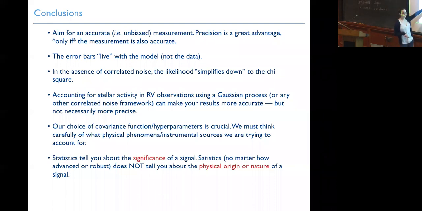And the final point I want to make is that statistical tools like Gaussian processes and any other correlated noise framework are really useful and you should really go for them. But they're only going to tell you about the statistical significance of a signal. They're never going to say, oh, it's a planet, it's stellar activity, it's instrumental. That's what we as astrophysicists have to do. You have to remember that statistics is not magic and it doesn't solve that kind of problem for you, but it can tell you with what significance you detected a thing. Okay, so I'm going to stop there.